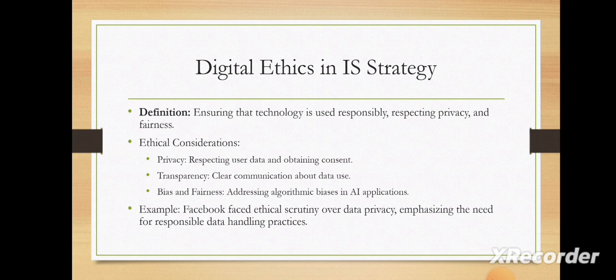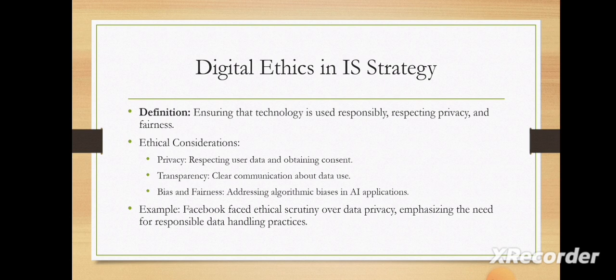Transparency, we need to be clear about how data is used. Lastly, it's about bias and fairness, where we need to address algorithmic biases in, for example, artificial intelligence applications. Remember when Facebook faced scrutiny over data privacy issues, it was a wake-up call for organizations to prioritize ethical data practices. Speaking of digital ethics in information system strategy, it is very important.